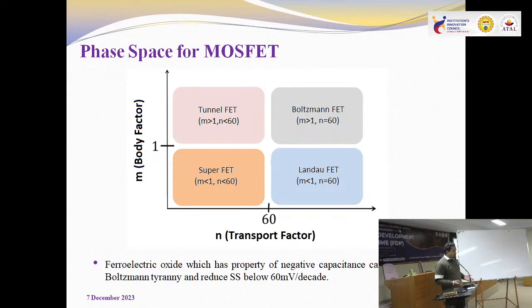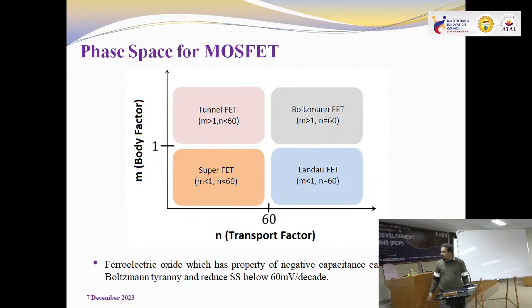Because in a MOSFET what was happening? There was drift diffusion. So that's why your subthreshold swing was limited to 60 millivolt per decade. But here the transport is changed. You can see m is greater than 1, meaning the body factor remains the same, and n is less than 60, meaning I have changed the transport. The mechanism by which the electron is moving from source to drain is changed. So here I would be able to get the tunnel FET. This particular device, there are many devices, I have taken only one. Tunnel FET, IMOS, these are the devices in which the transport is changed and the subthreshold swing is below 60 millivolt per decade.